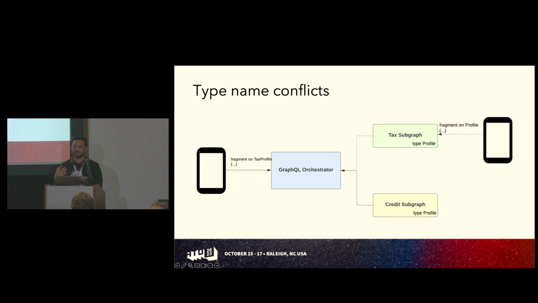The tax subgraph can simply change their type to tax profile, or something else, but there is already an app which is calling the tax subgraph independently of the orchestrator with the type profile in their fragments, right? So at that point, it is not easy for them to just rename the type. So we support a special directive in the orchestrator called the rename directive, which, during registration, the subgraph can use to tell the orchestrator, okay, I will keep my type profile in my schema, but when I'm registering, you have to rename it to tax profile and replace all the references to tax profile, right?